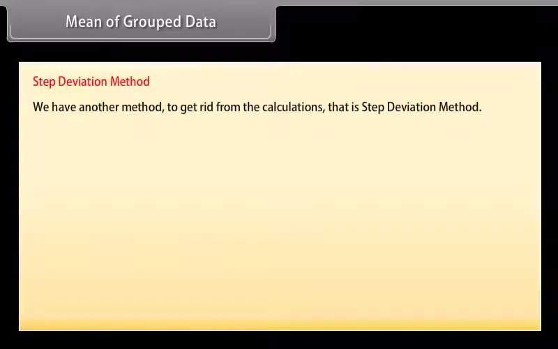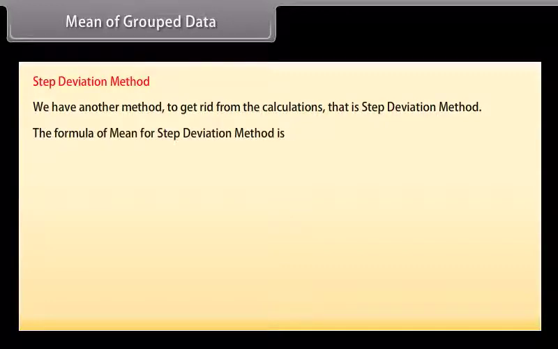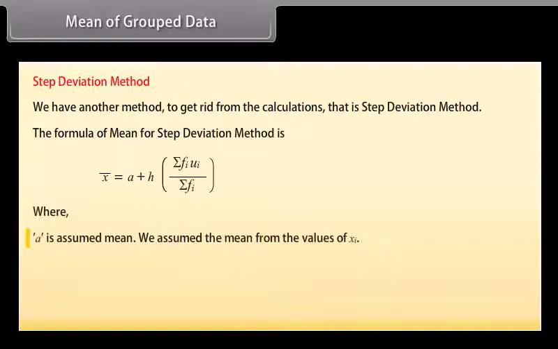Step deviation method. We have another method to get rid of the calculations, that is, step deviation method. The formula of mean for step deviation method is a plus h multiplied by summation of the product of fi and ui divided by summation of fi, where a is the assumed mean. We assume the mean from the values of xi. h is the class size. ui is equal to xi minus a divided by h.